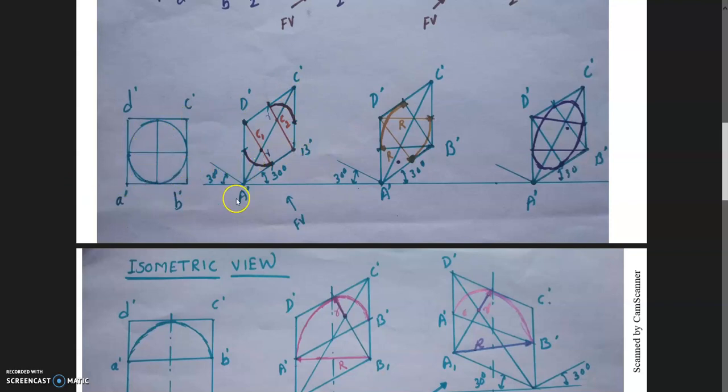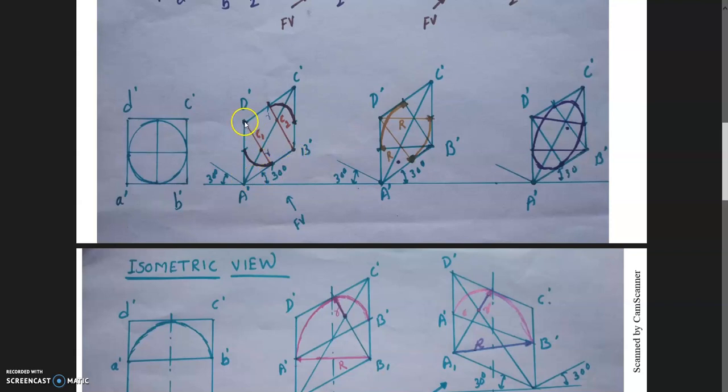Now here, the 4 center method. First mark the centers, 1, 2, 3, 4. These are the centers, the midpoints we can say. Now then draw the long diagonal AC. This is very important.